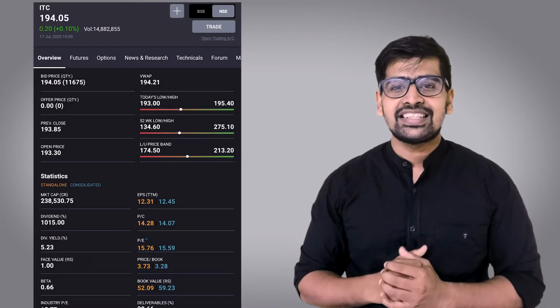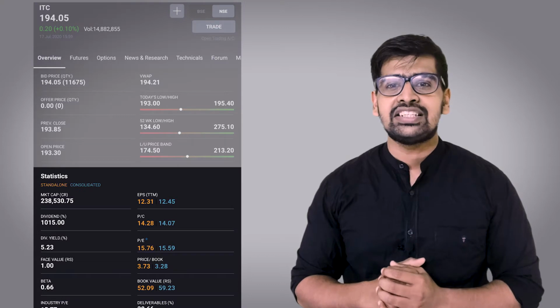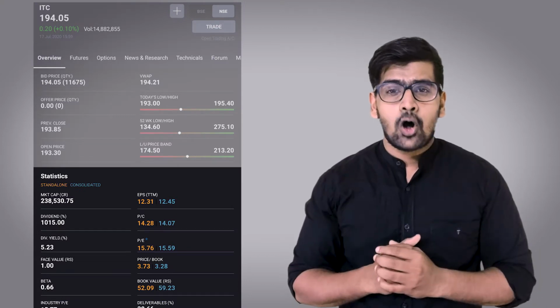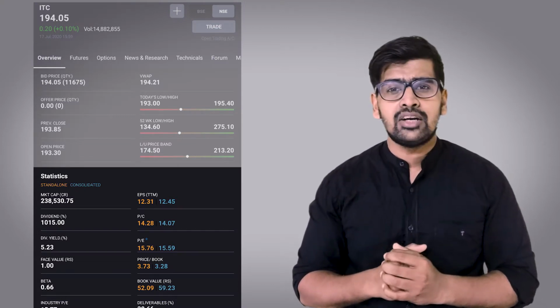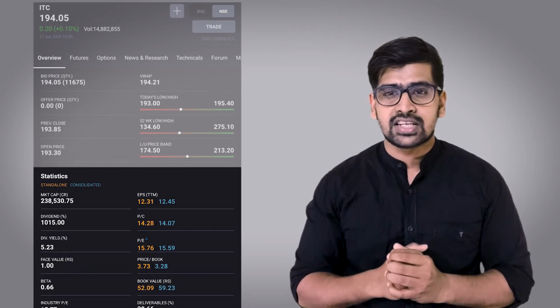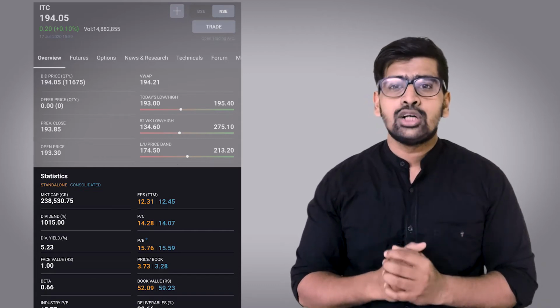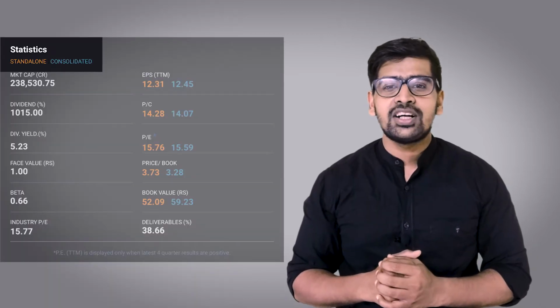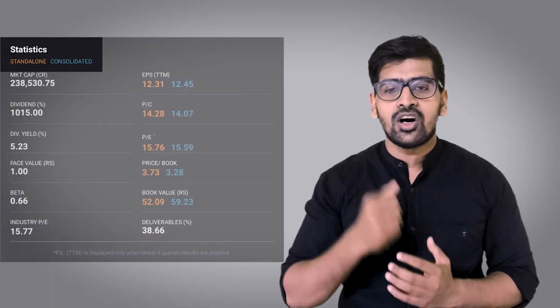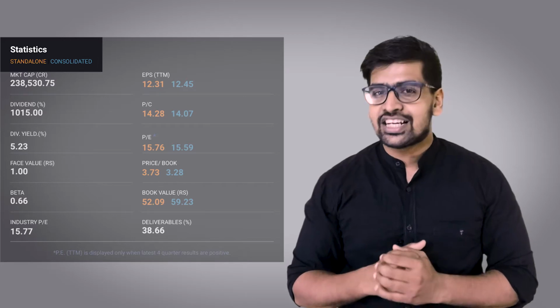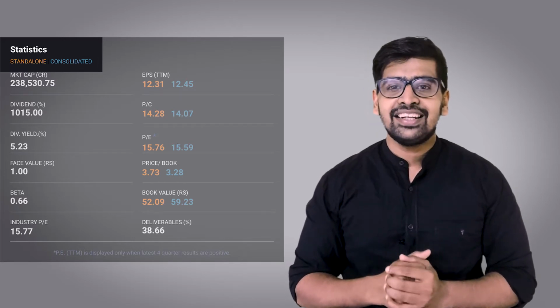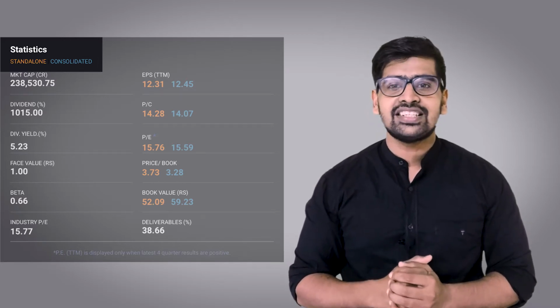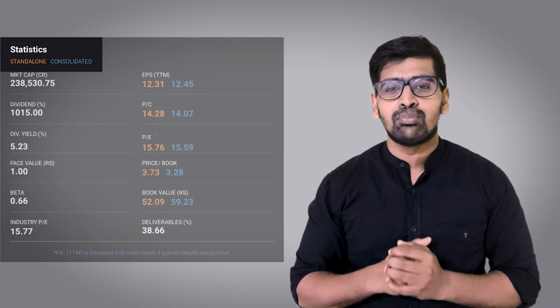On the screen, you can see the statistics of the company ITC Limited. Every number on the screen gives very vital information to traders and investors. So watch this video fully to understand all these terminologies properly. Now, just below this word statistics, you can see two words, standalone and consolidated. The word standalone is given in orange, whereas the word consolidated is given in blue color.